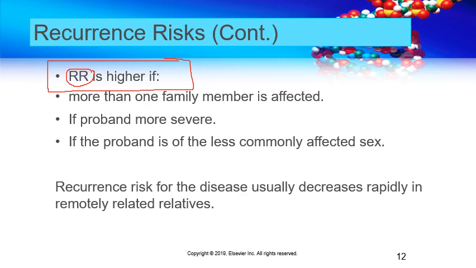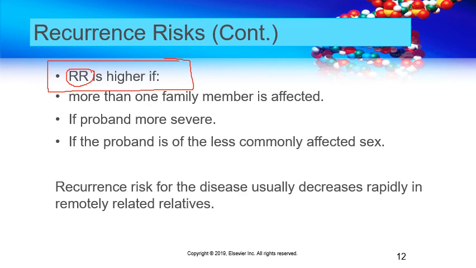For example, if you are a male and your father has breast cancer, that's not very common for men to have breast cancer. That increases the recurrence risk. Okay. Now, another thing about the recurrence risk is that it usually decreases rapidly in remote relatives.